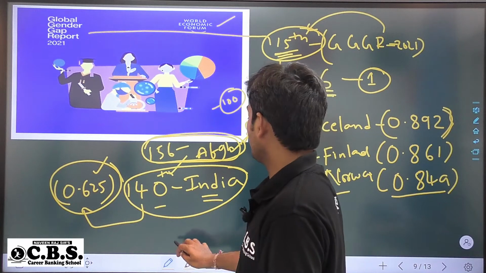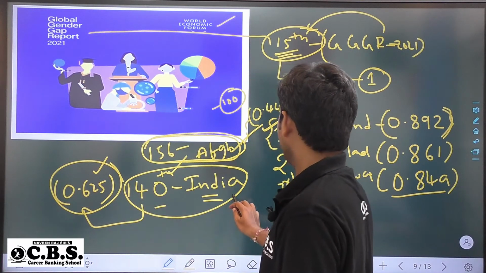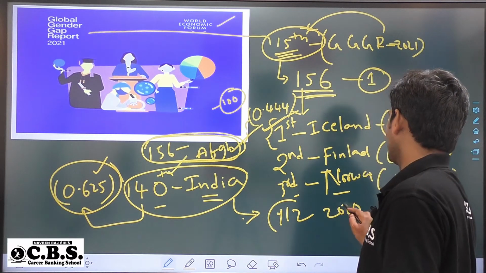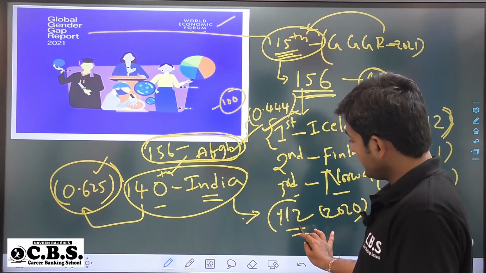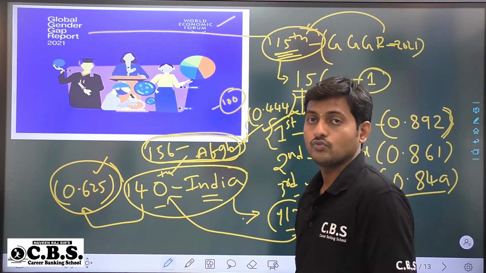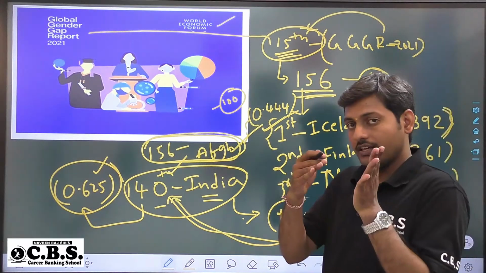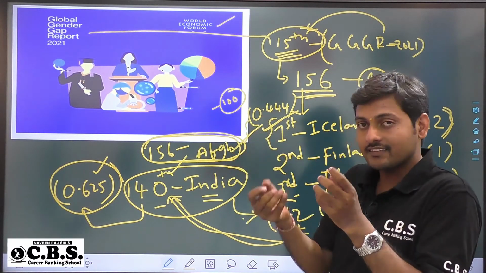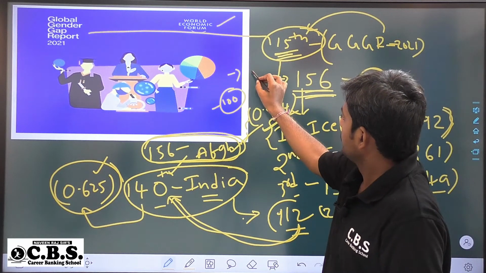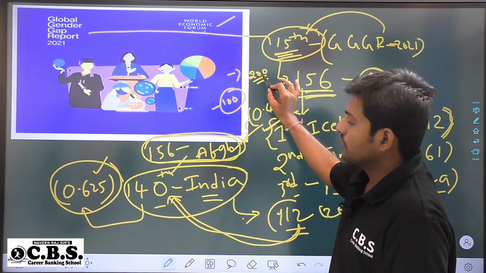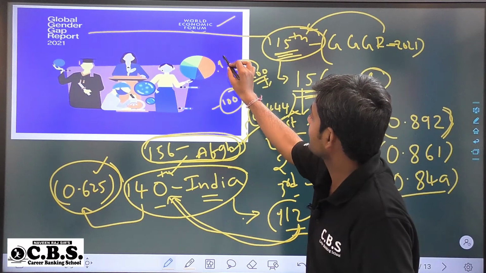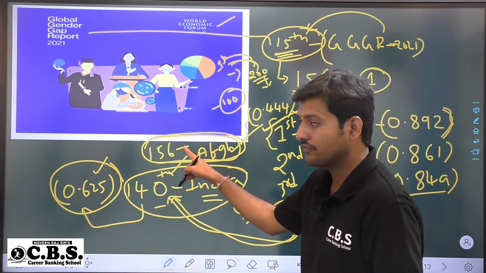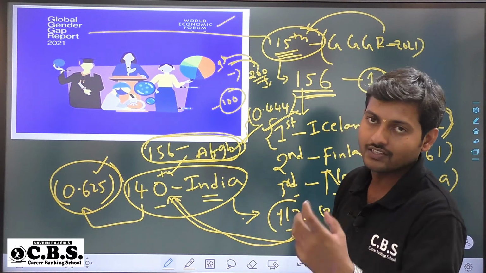Earlier, in the year 2020, so this is the 2021 report, our rank was 112. This is the 2020 report, 112. So India slipped 28 positions. The lesser the rank, the better it is. The more the score, the better it is. If an exam is conducted for 200 persons, we do not want the 200th rank, we want the first rank. The lesser the rank, the better it is. So our position is 140 out of 156 countries. Somehow it is among the least.